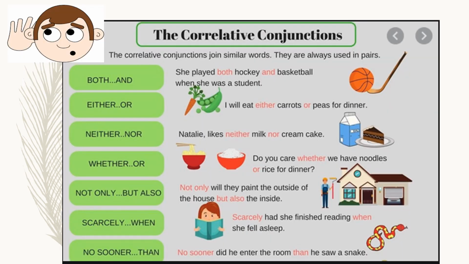Now let's go to the correlative conjunctions. The correlative conjunctions join similar words. They are always used in pairs. For example, she played both hockey and basketball when she was a student. I will eat either carrots or peas for dinner. Natalie likes neither milk nor cream cake. Do you care whether we have noodles or rice for dinner?